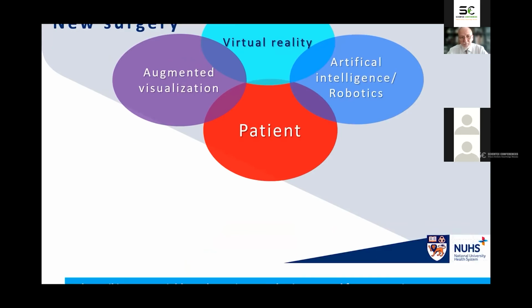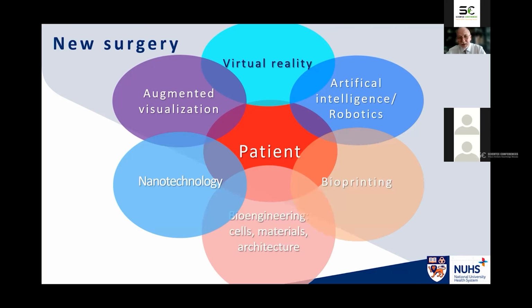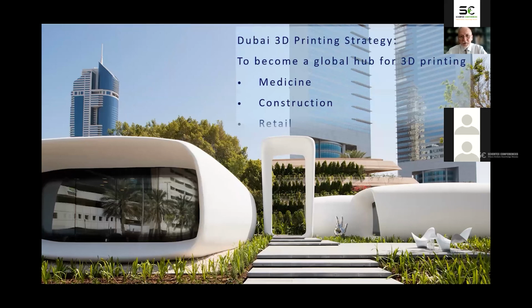And I think all those new technologies like nanotechnology, bioengineering, new materials, and bioprinting would complete the circle around the patient that could be the pathway to neurosurgery. Of course, Dubai is leading the world platform for 3D printing, becoming a global hub for 3D printing, and medicine is one of the bullet points, or the first bullet point in India.